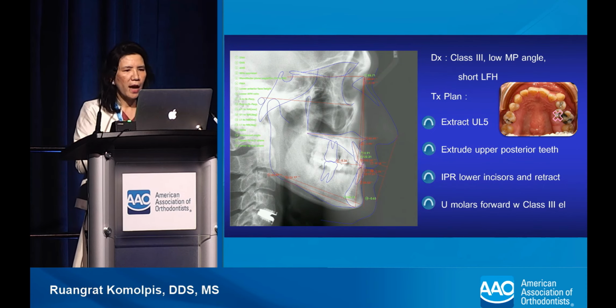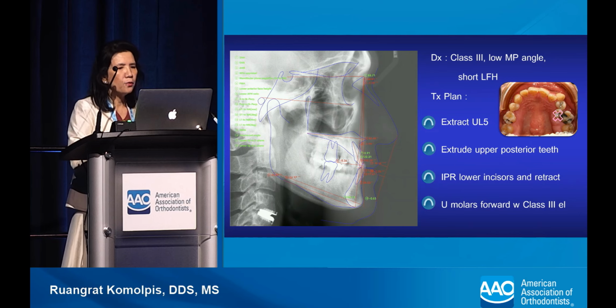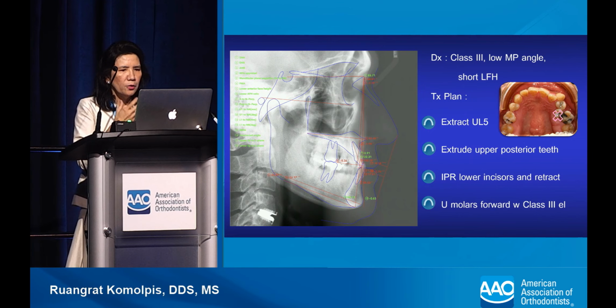The plan is to extract upper left 5, extrude upper posterior teeth, IPR on the lower incisors and retract, and we'll try to move upper molars forward with class 3 elastic. This case is quite difficult because in class 3, you don't have enough tooth mass to get your crossbite corrected, so the patient has to wear a lot of elastic to be able to mesialize the upper posterior teeth.